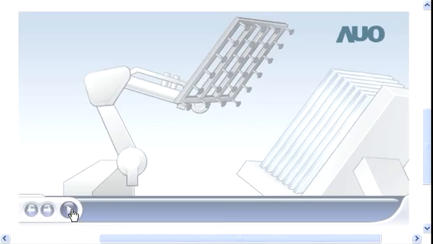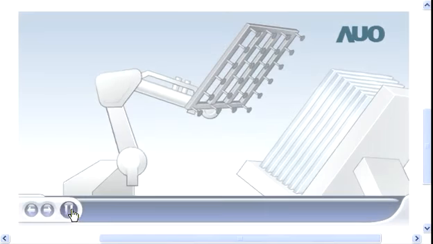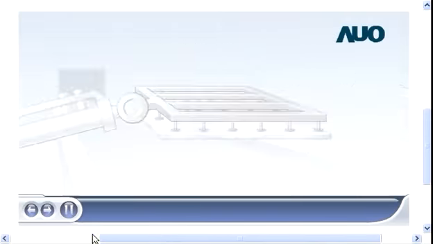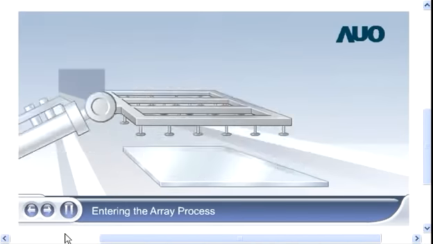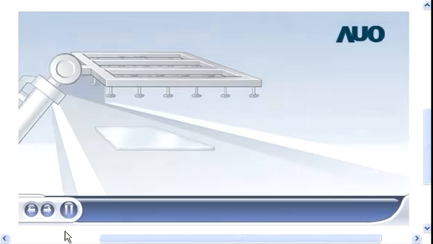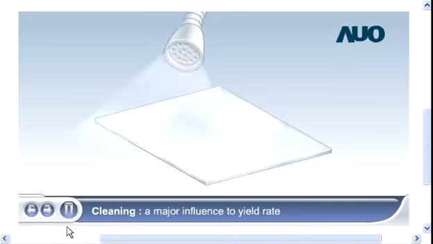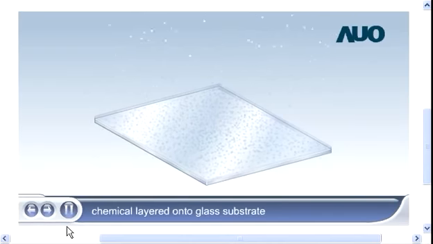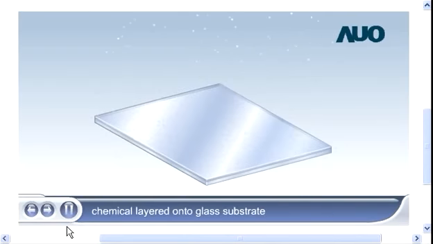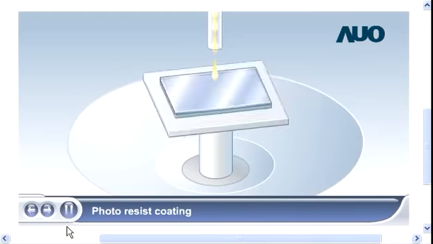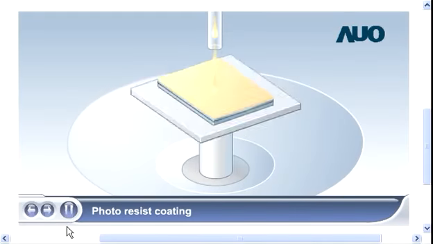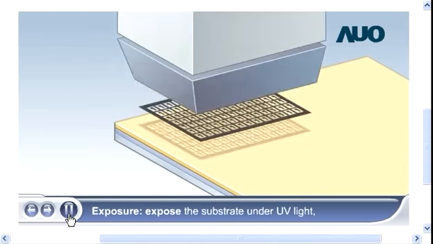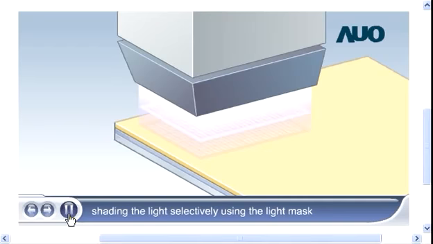First, LCD glass loading is the same. And that is a cleaning. Yeah, it needs to be very clean. And then thin film deposition. Then it is the same with a photoresist coating. It's the same as a passive LCD, but then with the exposure with a UV light.